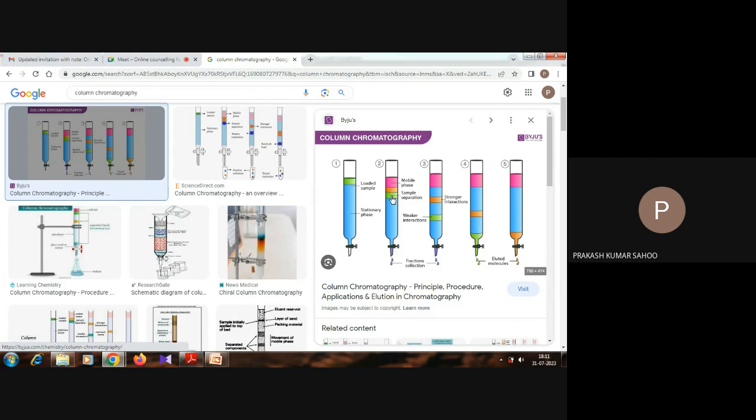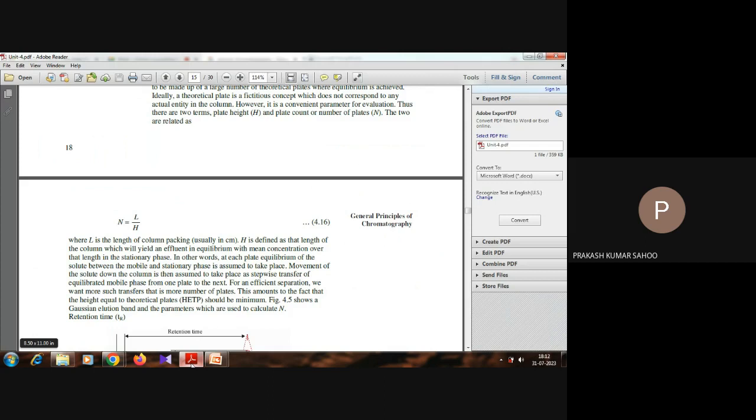Okay, and the loosely bound component will separate fast. The green sample now has two components, green and orange. So orange has stronger interaction and green has less interaction. So the one with less interaction will separate first. The length of this component is known as the height, and the total length of this column is known as L, capital L, and this is the H of each component. Okay, so this is just highlighted here. This is L by H, meaning N is the number of plates.